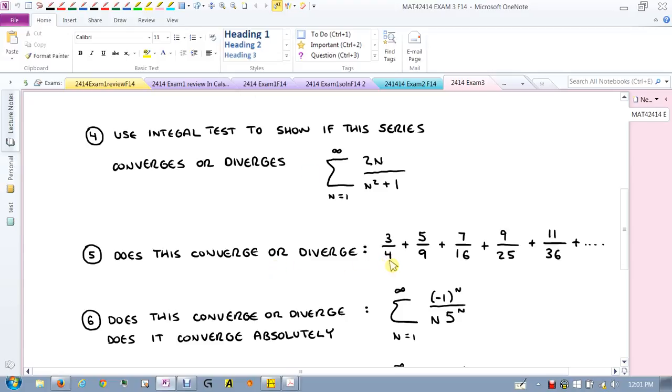Does this converge or diverge? You actually have to come up with the formula for this one first. So what's happening on top? Odds. So maybe 2n plus 1 would make the odds on top, and on the bottom, isn't that 2 squared, 3 squared, 4 squared, 5 squared? So starting at 2, I need to go n plus 1 squared. Plug in 1, I get 2. Plug in 2, I get 3. So shouldn't this do it? Which, if you rewrote it, 2n plus 1 over n squared plus 2n plus 1, how would you do that problem?